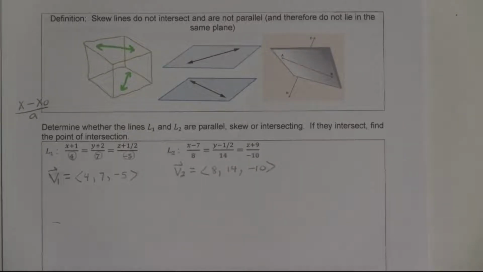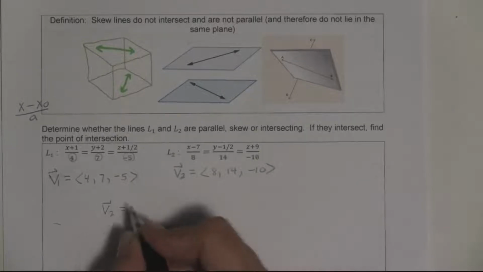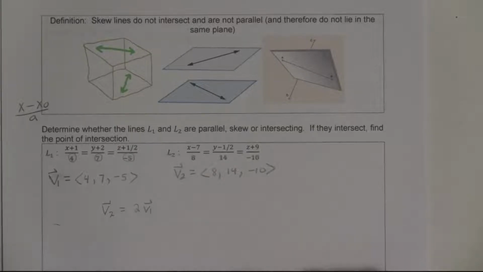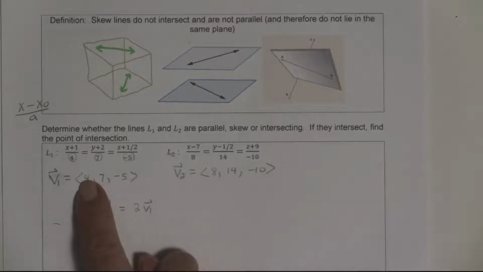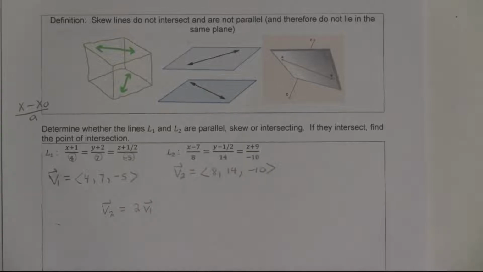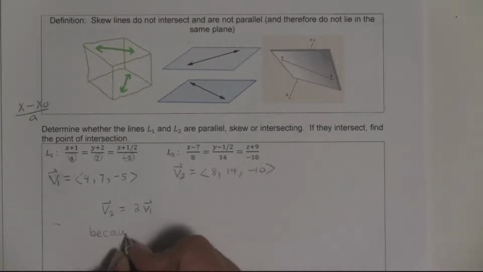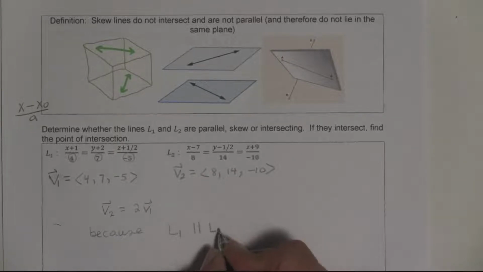And the first thing we ask ourselves is, are these scalar multiples of each other? Because if they're scalar multiples of each other, then that means the lines are parallel. And yeah, they are, definitely. If you take the vector V1 and multiply by 2, you will get V2, right? Because 2 times 4 is 8, and 2 times 7 is 14, and 2 times negative 5 is negative 10. It has to work for every single component. And because they're scalar multiples of one another, we know that line 1 is parallel to line 2.